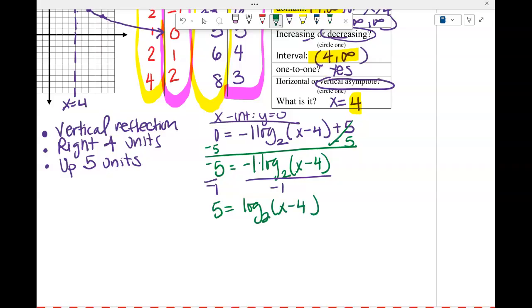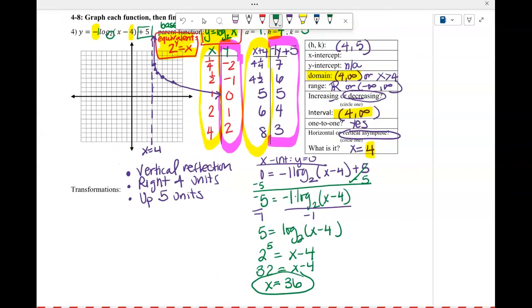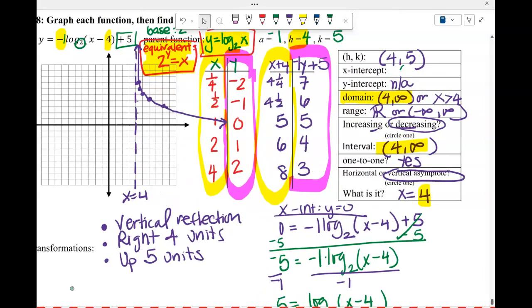As you can see here, we only have one log on the right, so we have to rewrite this as an exponential equation with your base 2. 2 to the 5th equals x minus 4. And guys, we do know what 2 to the 5th is, okay? Hopefully you guys said 32 equals x minus 4. So add 4 to both sides. 32 plus 4 is 36. So this graph, guys, is going to touch the x-axis at 36 to the right. Okay, so 36, 0 is what we want to write. So let me pinch that all in.